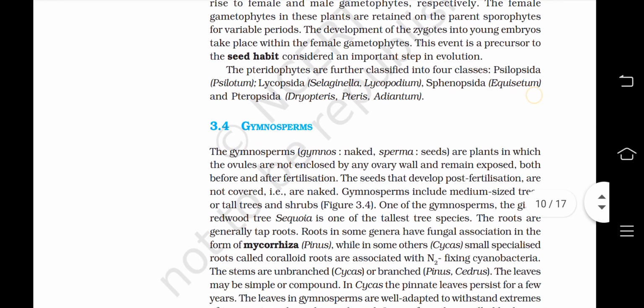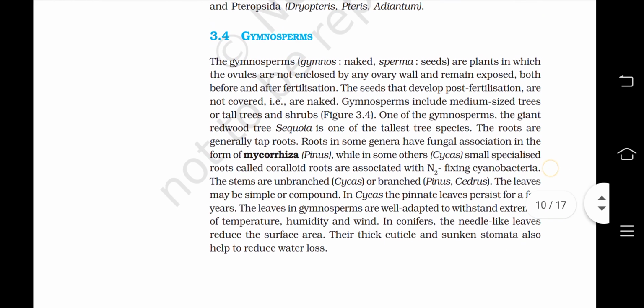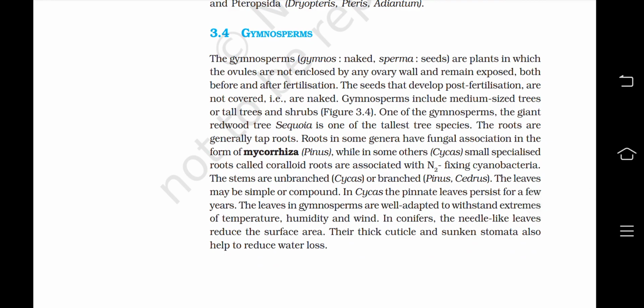Now the next is gymnosperms. Gymnosperms, gymnos means naked, sperma means seeds, are plants in which the ovules are not enclosed by any ovary wall and remain exposed both before and after fertilization. The seeds that develop post fertilization are not covered, that is, they are naked. Gymnosperms include medium sized trees or tall trees and shrubs.